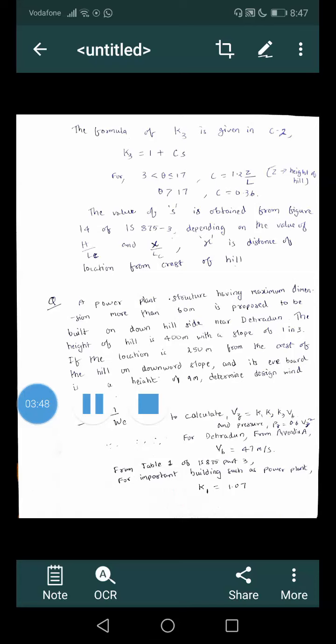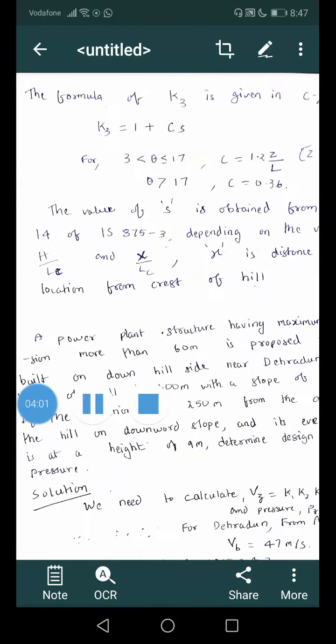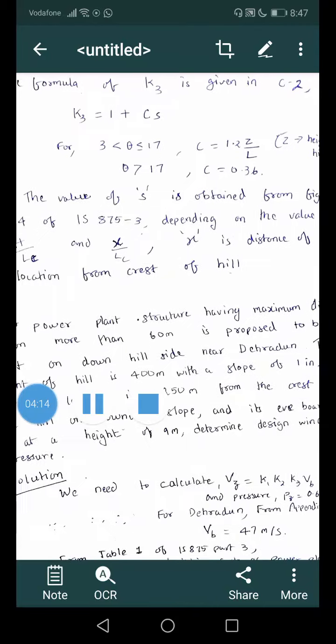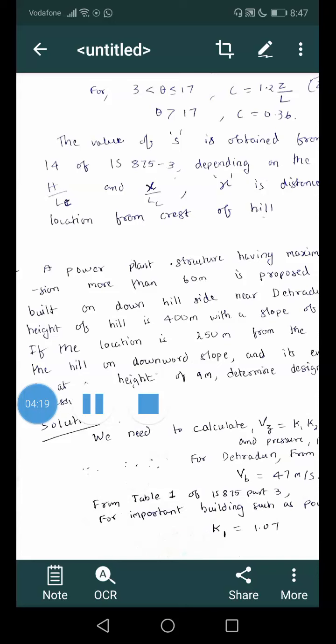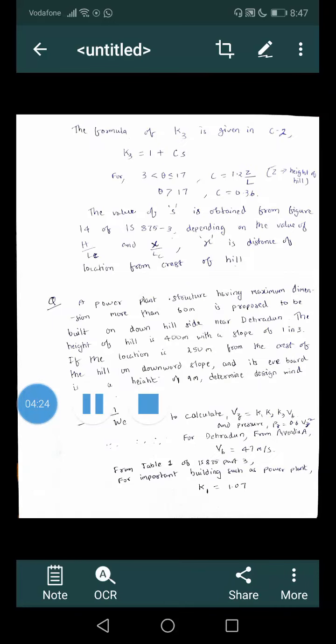The formula of K3 is given in C2. K3 equals 1 plus CS. Now for theta lying between 3 and 17, C equals 1.2 Z by L. For theta greater than 17, C equals 0.36. Now the value of S is obtained from figure 14. Actually it is not 14, it is 15 of IS 875 Part 3, depending on the value of H by LC and X by LC, where X is the distance of the location from the crest of the hill. So while solving the problem, you will get a clear idea.